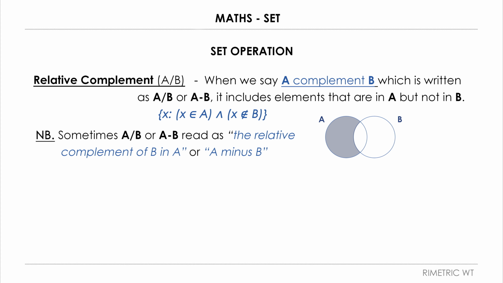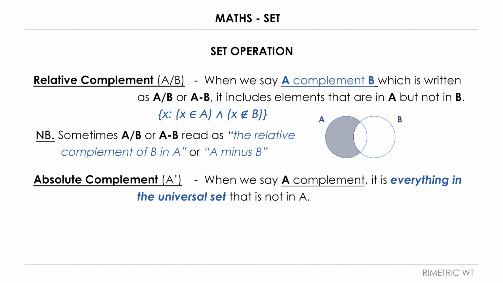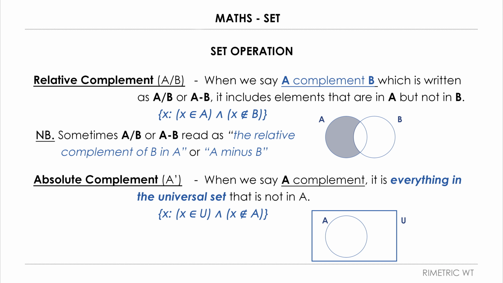The other complement is the absolute complement, expressed with a prime. When we say A complement, it is everything in the universal set that is not in A. We define it as a set of all x such that x is an element of the universal set but not an element of A. You simply shade everything outside the circle A when illustrating it using a Venn diagram.